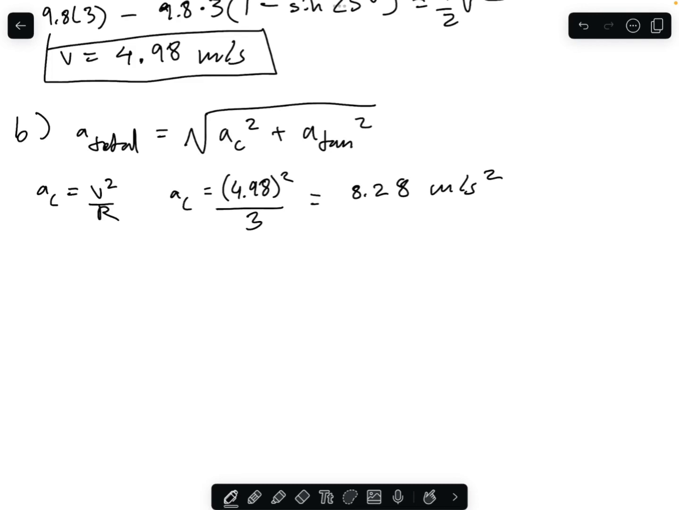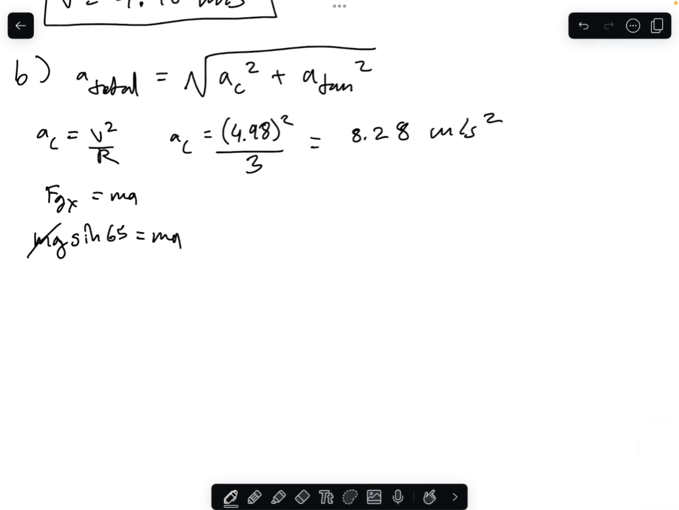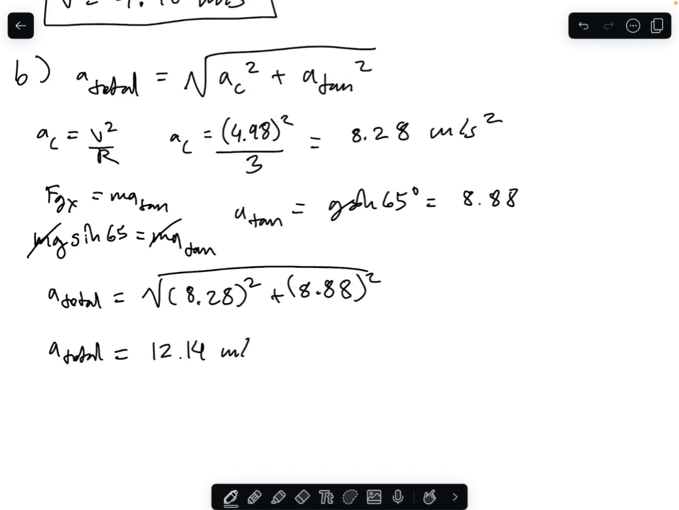And then for a_tan, I can do FGX equals ma, and FGX is mg sine of 65 equals ma, and then the masses cancel. So a_tan is going to be g sine 65, which is 8.88. Now a total, or net acceleration, I put everything in, and a total is going to be 12.14 meters per second squared. You asked for the magnitude, so yeah.